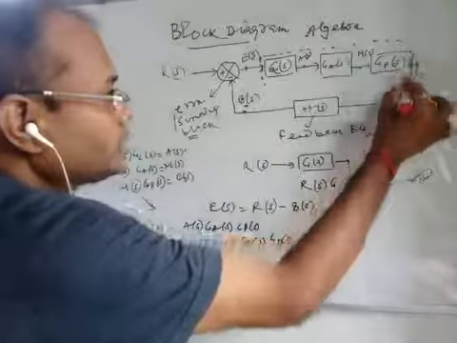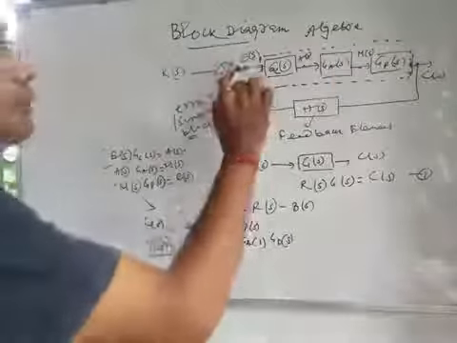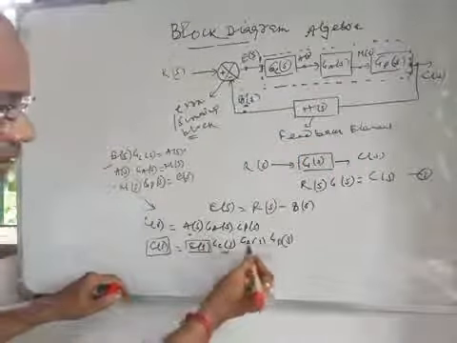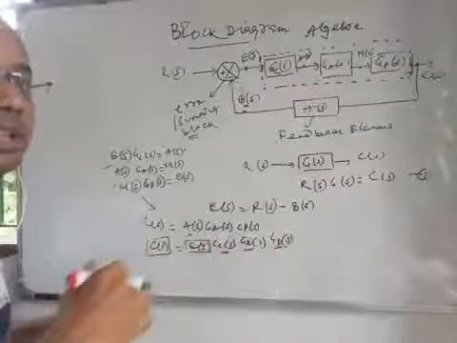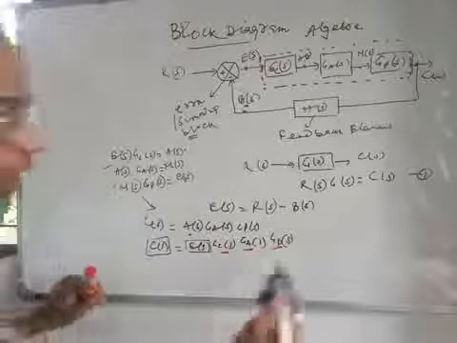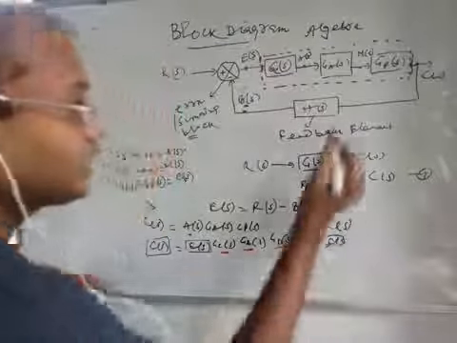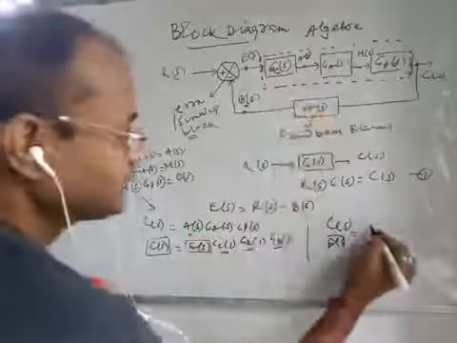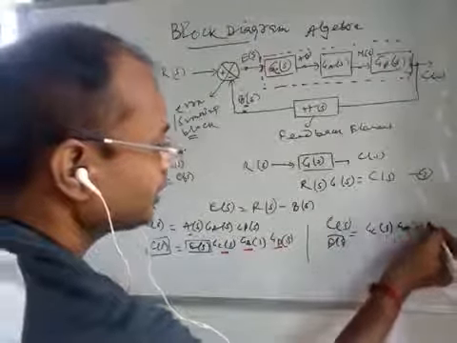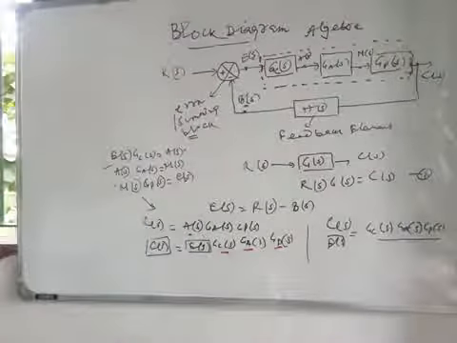Just note this part. This is a path where a single signal is passing through all the blocks, and ultimately what you see, GCS, GAS and GPS, these three blocks are in cascade. So you can expect the output like CS by ES. What is this? This is GCS, GAS into GPS. So this is the CS by ES.